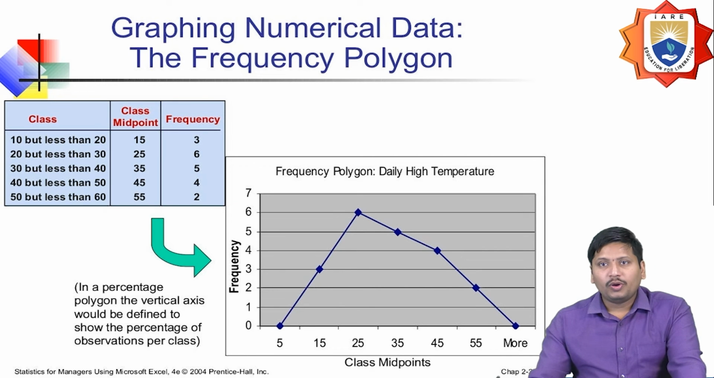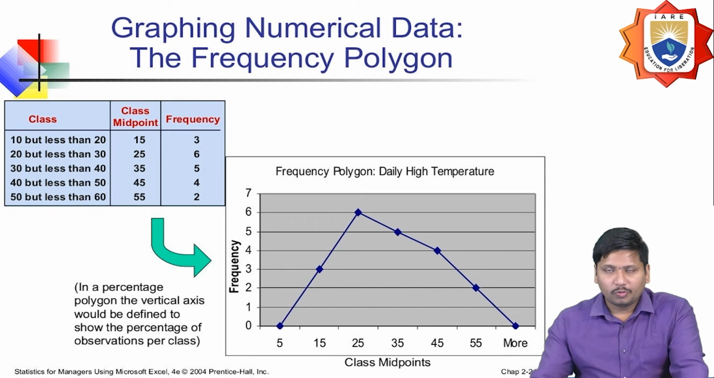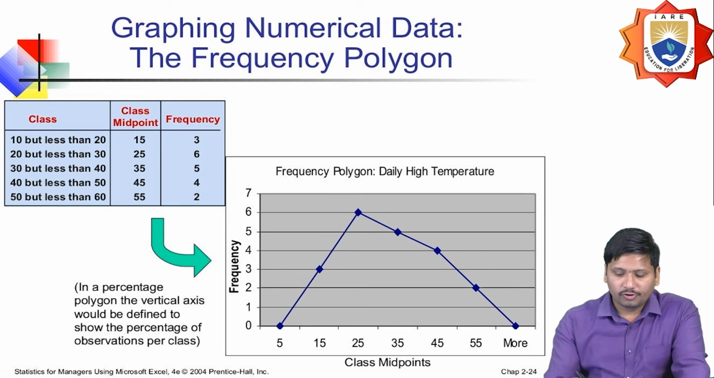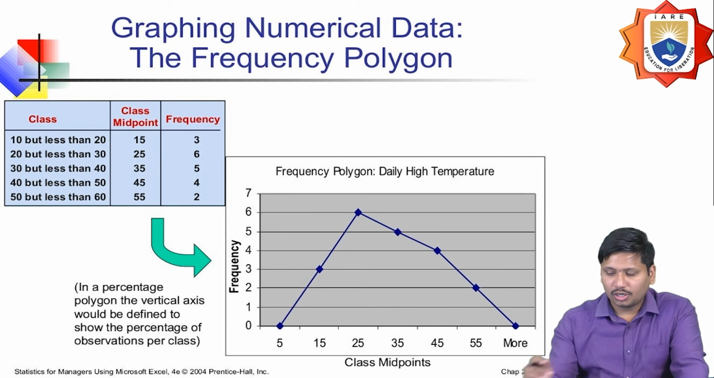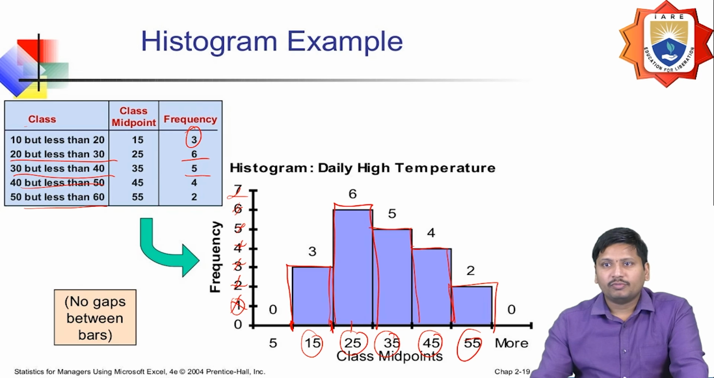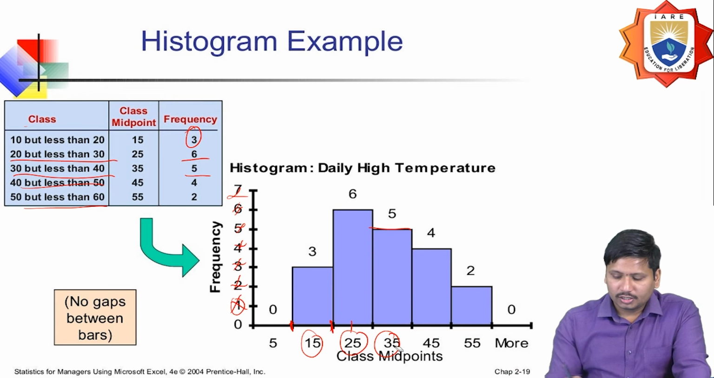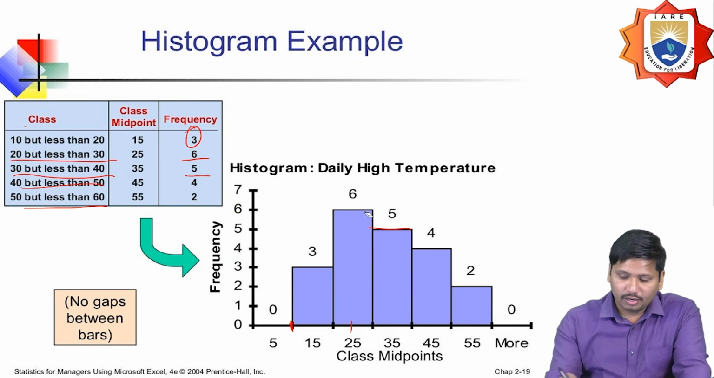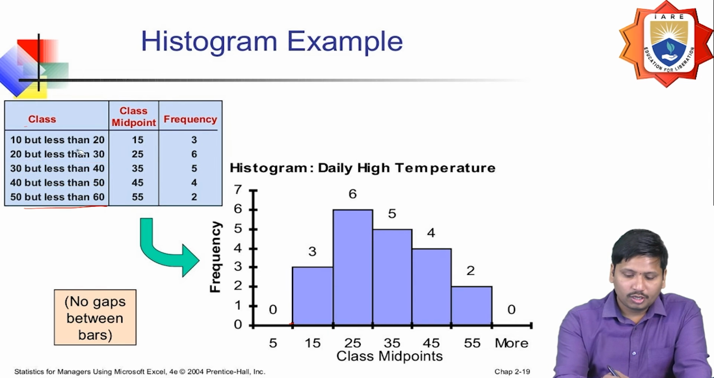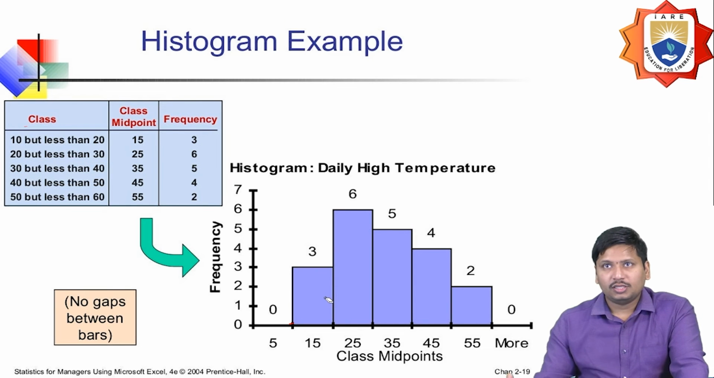So next, how are we going to construct this frequency polygon? The frequency polygon is going to be constructed from the histogram. So first we have to construct the histogram, which we already constructed on the previous slide. How do we construct the frequency polygon now? It is constructed after constructing this histogram.